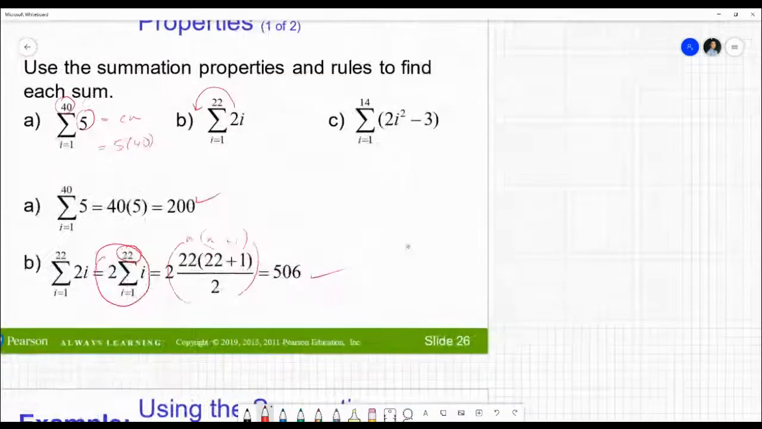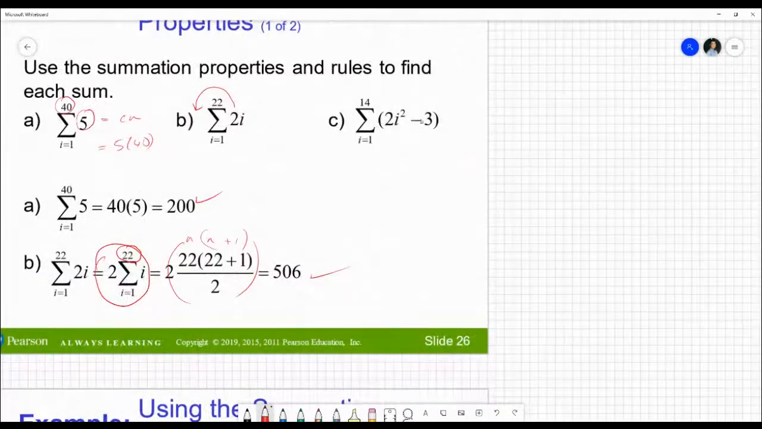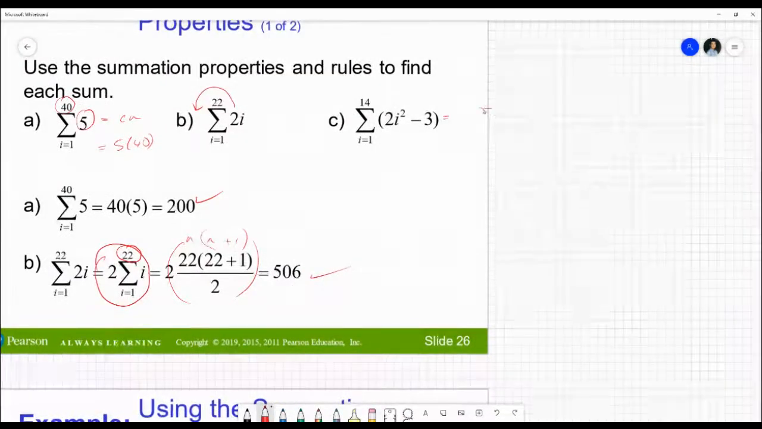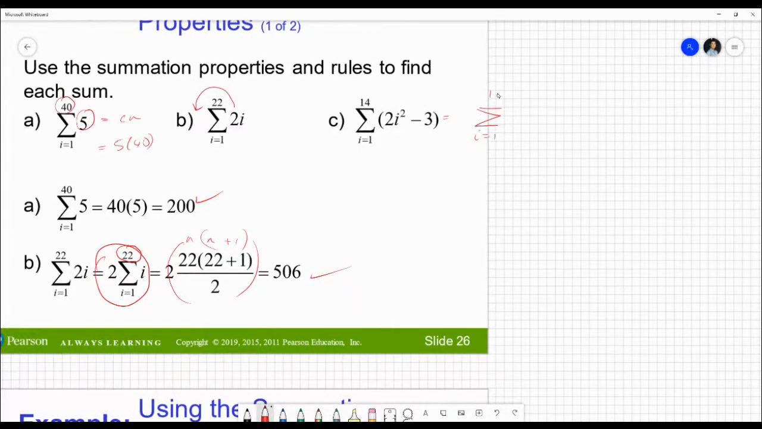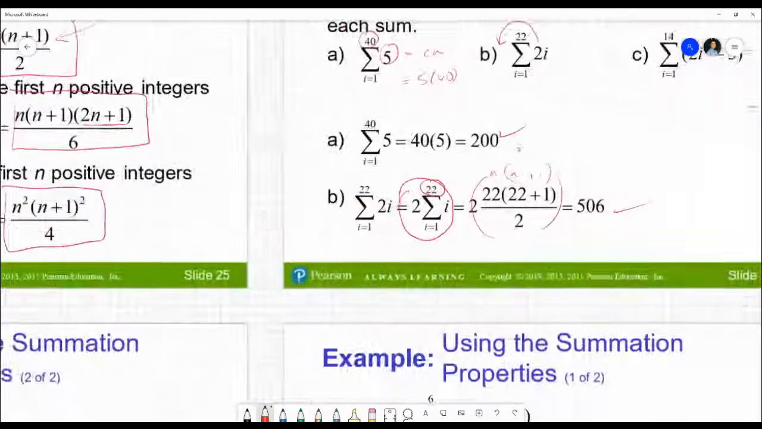For the third one, now we have to break this up. So here, because we have subtraction, we need to break this up into 2 summations. All right, and then we have to take this 2 out so that we just have the I squared by itself. And this is just a constant, so that one's easy. You just leave it like that. And now we can evaluate this piece right here. So we have a formula for the I squared.